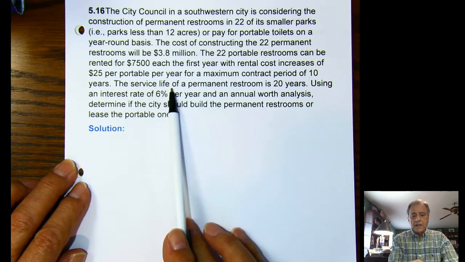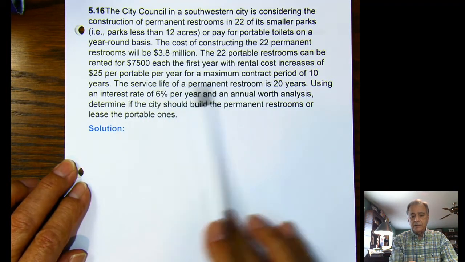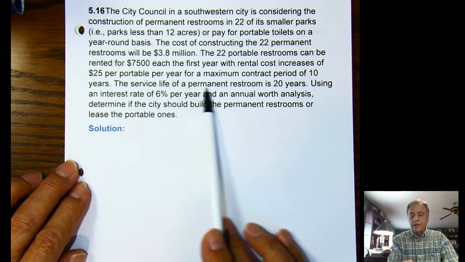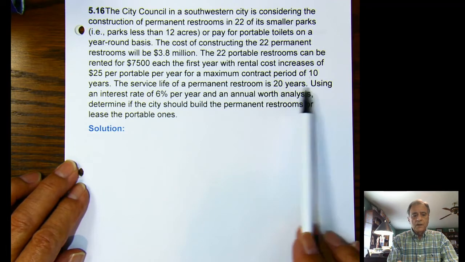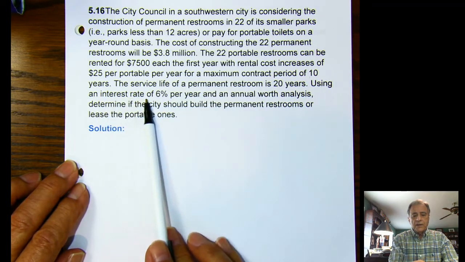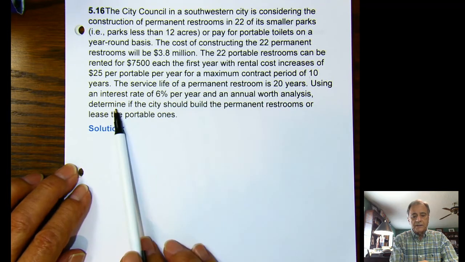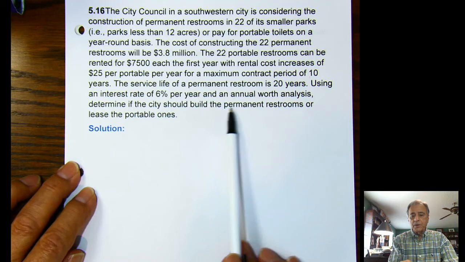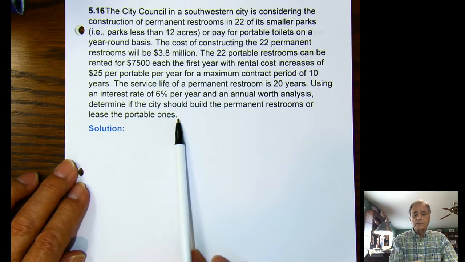The service life of the portables, you can get a 10-year contract on, okay? The service life of the permanent restrooms is 20 years. Using an interest rate of 6% per year and an annual worth analysis, determine if the city should build the permanent restrooms or lease the portable restrooms.